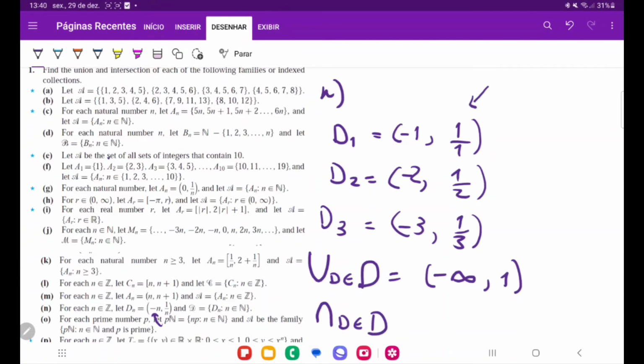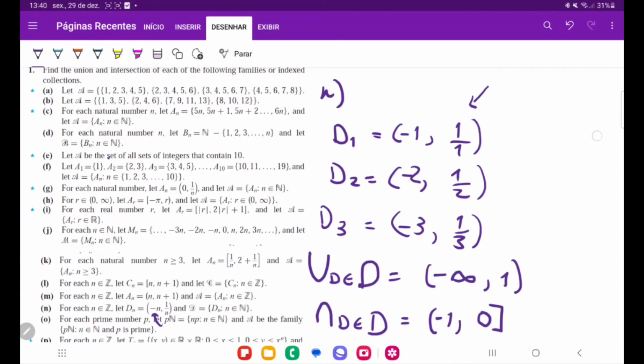And then what about the intersection over D belonging to D? What do all of these have in common? Well, on the left-hand boundary, we can see that they all have -1 excluded in common, right? Because it goes -1, -2, -3. So -1 excluded is in every single set. So that's on the left-hand boundary. And then on the right-hand boundary, what are they all going to have in common? Well, this is going to get closer and closer to 0, right? So we're going to say it includes 0.